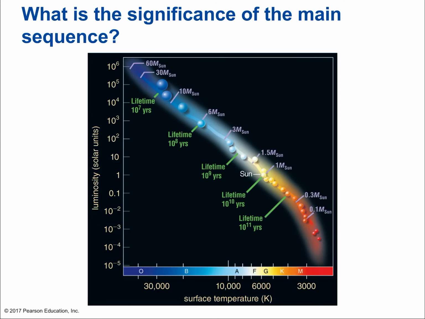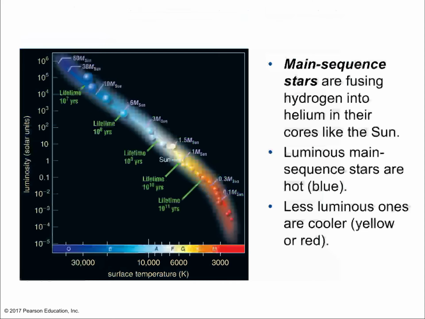So what is the significance of the main sequence? What does it mean? Stars spend most of their time there. Most stars are on the main sequence, and it has a real simple definition: it's any star that is fusing hydrogen into helium in its core. The sun does that. The sun is a main sequence star. We established that based on its luminosity class, because it's Roman numeral 5. Luminous main sequence stars are blue. Less luminous main sequence stars are yellow or red. These would be the lowest luminosity, also the longest lived and the lowest mass of the main sequence stars. I say longest lived because notice the lifetime is on here.